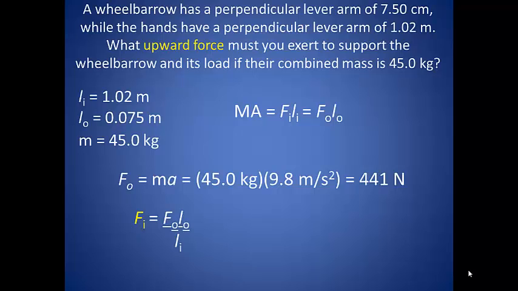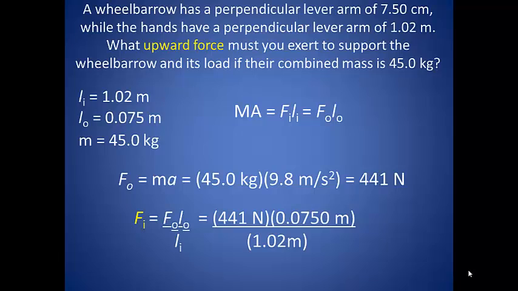All we have to do then is take our information that we need and solve it for the input force, and we find that it takes 32.4 newtons of force to lift the wheelbarrow with 441 newtons of weight. If you compare the amount of force that you put into lifting the wheelbarrow to the amount of force that is actually lifted, you can definitely see the advantage of adding on that lever arm.